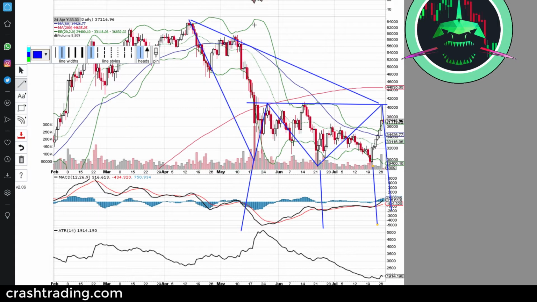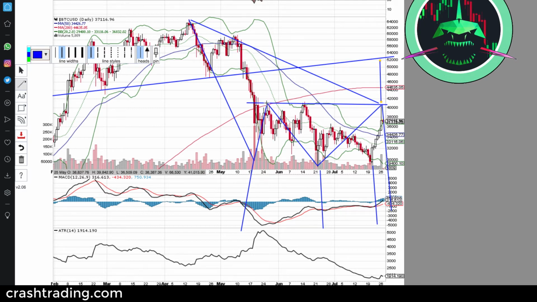And so I think at this point, if we can clear 40,000 definitively, I think we go back up to 52,000. All right, that's my prediction. If we clear 40,000 for real, we go to 52,000. But until and unless it clears that, I see us going down to that target of 20,000.